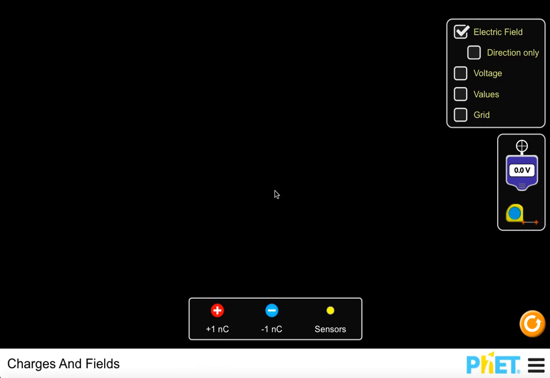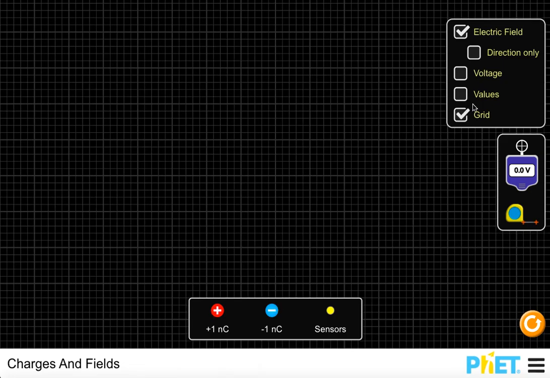Alright, this is a video showing you how to collect some data about distance and force in this PhET simulation about charges and fields. I'm going to start by clicking on this grid showing specific values, and I can immediately tell that each of these small boxes is worth about 10 centimeters, and that means that 10 of the boxes, or 2 of the larger boxes that you can see, is exactly equal to 1 meter.